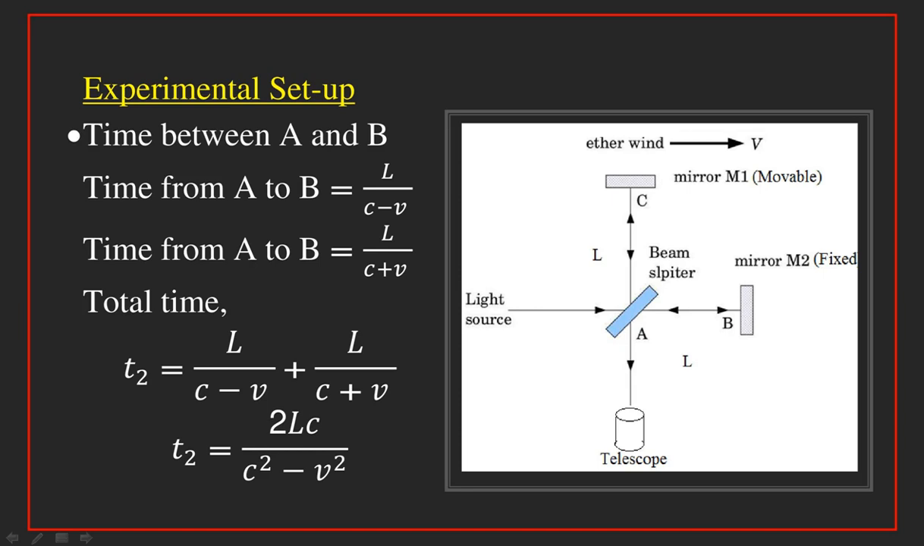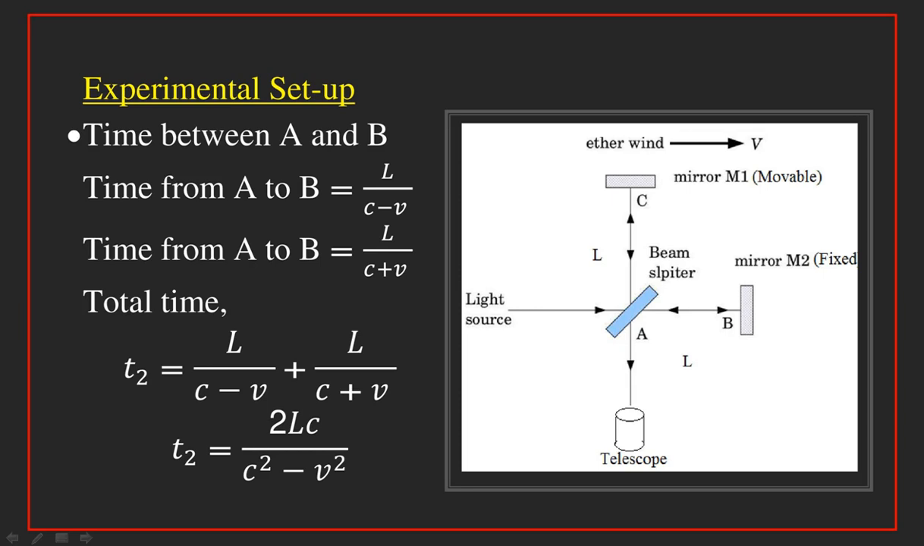After that, they come simultaneously to the telescope, so there is no path difference there either. So the path difference is AC plus CA minus AB plus BA. We have to find that path difference. In order to find it, first of all, we will calculate the time taken by these two light rays. First we take the time taken by the rays to reach from the beam splitter A to the mirror B.